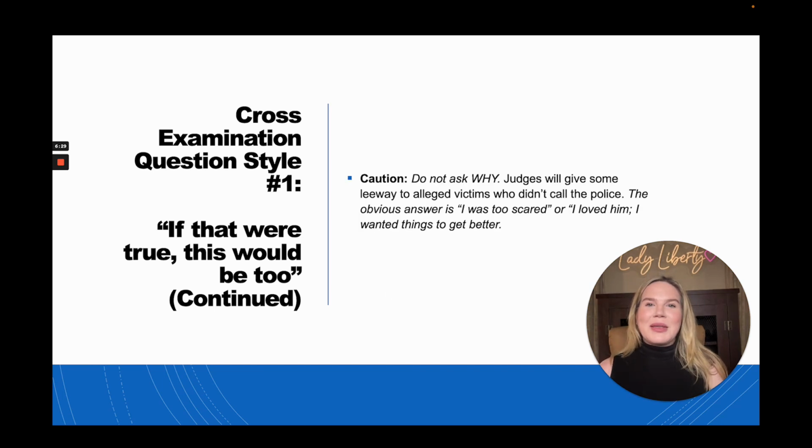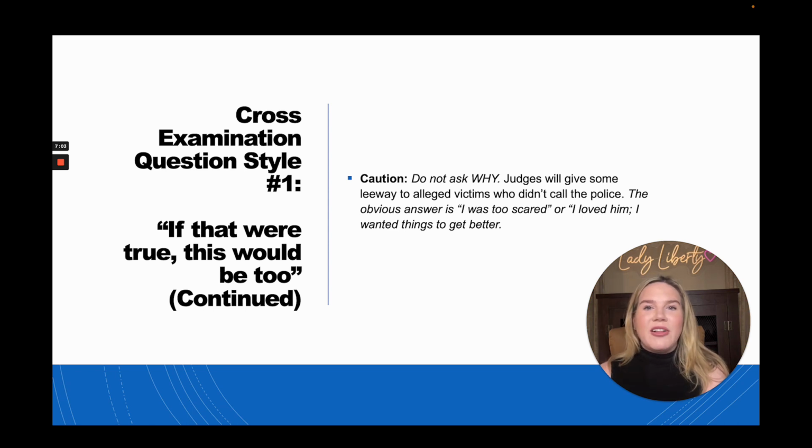Now, be careful. Don't ask why you didn't call the police. Don't ask why you didn't take photos of your injuries. This is something that they teach us in law school, and that is really important. People are tempted to ask, why didn't you? But what you're doing then is giving the witness a chance to explain themselves. And you know what they're going to say. They're going to say, I was too scared, or I loved him and I wanted to stay with him. I didn't anticipate ever having to file a DVRO. You're just giving them a chance to explain themselves even more.